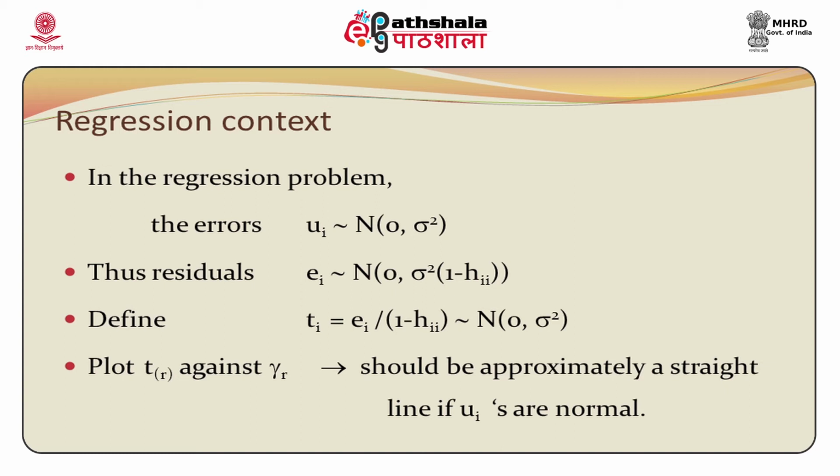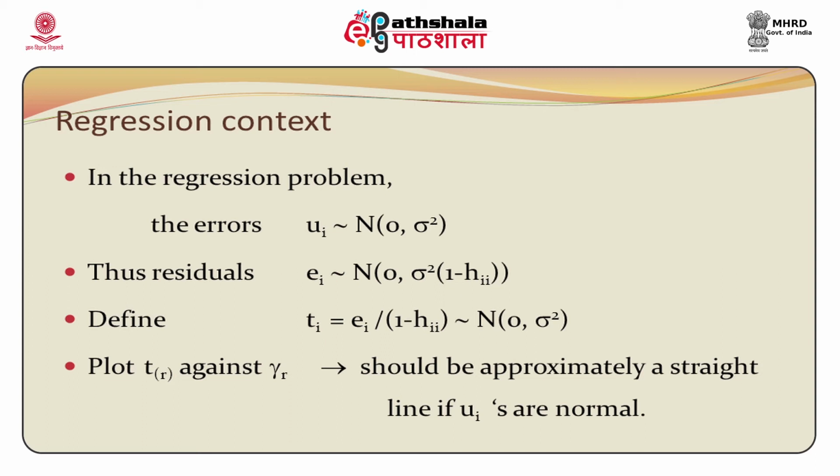And we also know that these e_i are also normally distributed if the epsilons are normal, and it has a mean 0 and the variance sigma square into 1 minus h_ii. This h_ii are the diagonal of the hat matrix. Hat matrix, remember, is the matrix x into x prime x inverse into x prime, which actually h_ii are the leverages that you use when you are searching for outliers.